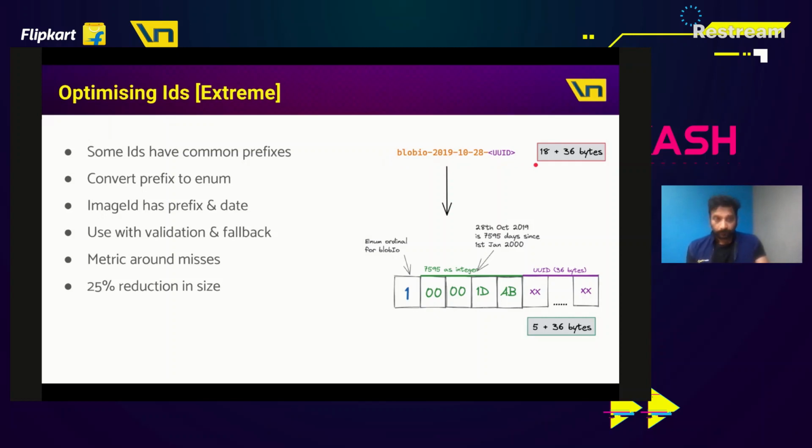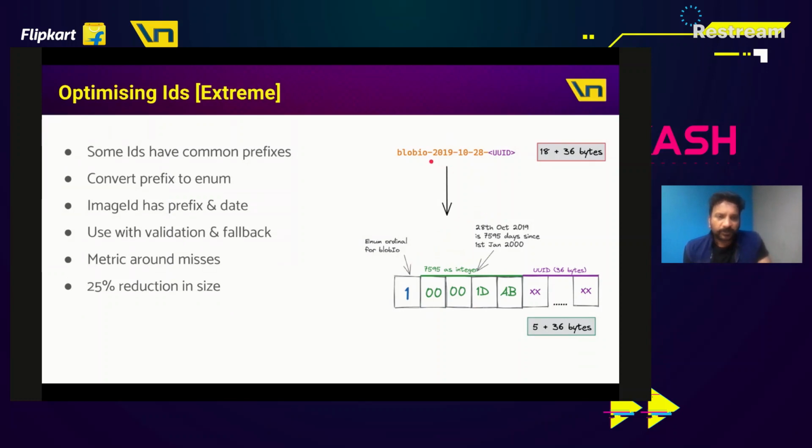Now, what we did was, initially they were all stored as strings. What we said was, okay, the UUID is going to take 36 bytes. We can't do anything over there right now. This part, which is blob IO, is basically a prefix. We said we will not keep the prefix as it is. We will see how many prefixes like this come, and we will convert them into enums. We found only one prefix in our system because there was only one system. But even if there are multiple prefixes, we said we can have enums for them.